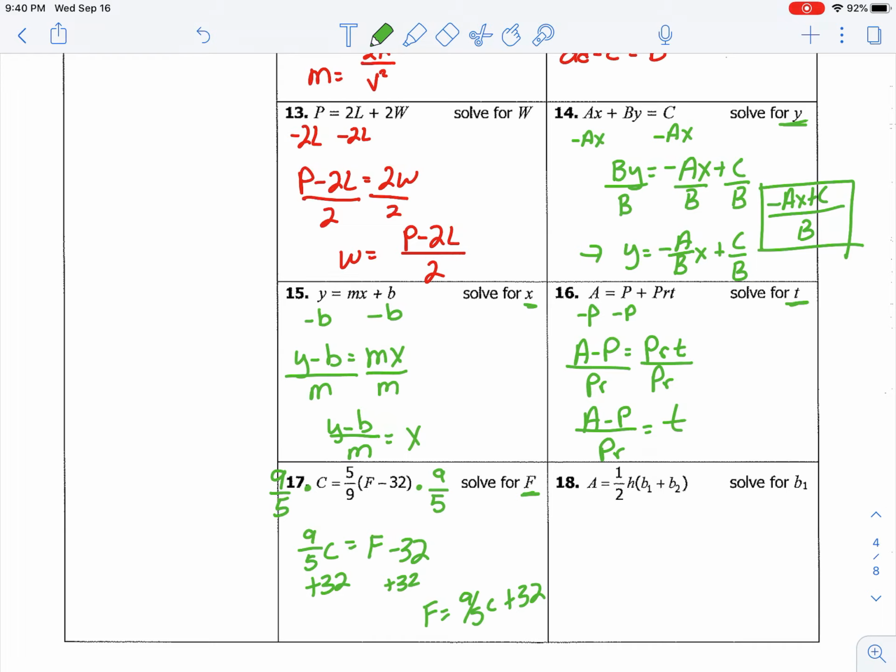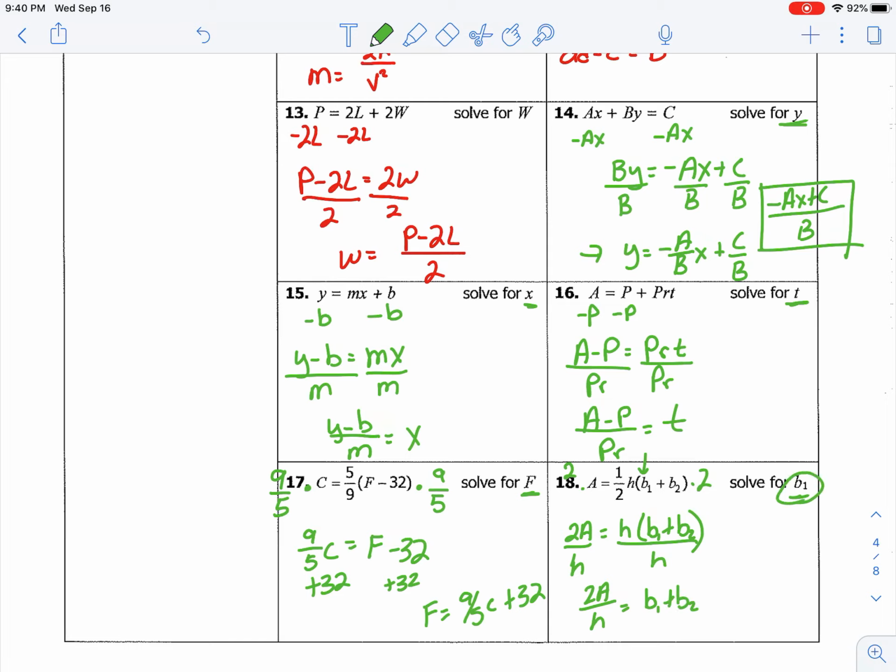Okay, in this last example, we're trying to get B1 by itself. B1 is here inside the parentheses, so that means we have to get rid of all that stuff. So I have to get rid of the 1/2 by multiplying by 2. So we have 2A is equal to H times B1 plus B2. Now here typically we distribute, and we could distribute that. However, I don't necessarily want to do that. I'm just going to divide out the H on both sides. So we have 2A over H is equal to B1 plus B2.